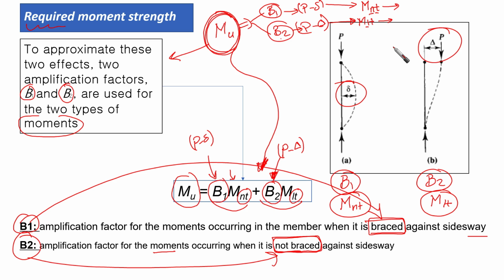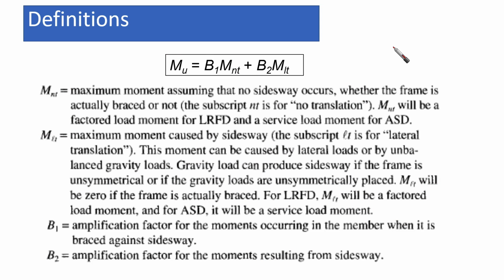Okay, I hope that you now have an idea of what we are going to do in the next slides and the next step after that. Whenever we calculate the required strength, we now have an idea of what B1 and B2 are. From the previous slide, this takes into consideration P delta, small, and this is large. But the point is, what is the definition of the no translational moment and the lateral translational moment?